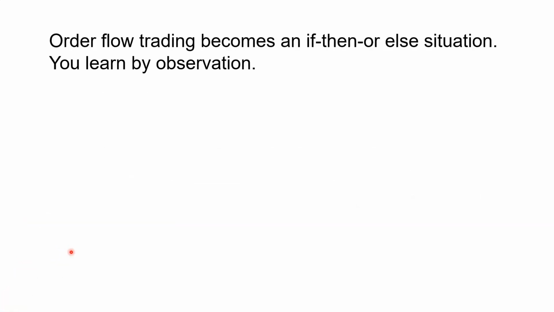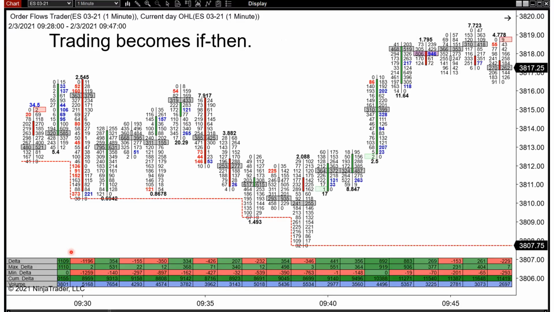Order flow will then, hopefully for you, become an if-then-or-else situation. If this happens, then do this. If I did this and that doesn't happen, it becomes the or-else situation. You learn by observation. Trading is going to become if-then, right?